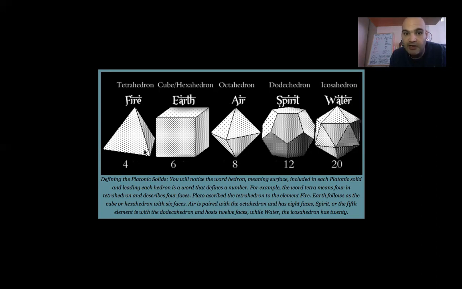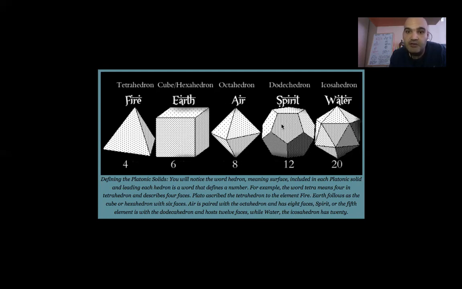So the only 3 numbers you can use to make a solid shape with equal-sided triangles are 4, 8, and 20. And this is the same with the cube. You can only make a solid with 6 equal squares. There is no other number of squares that will make a solid.